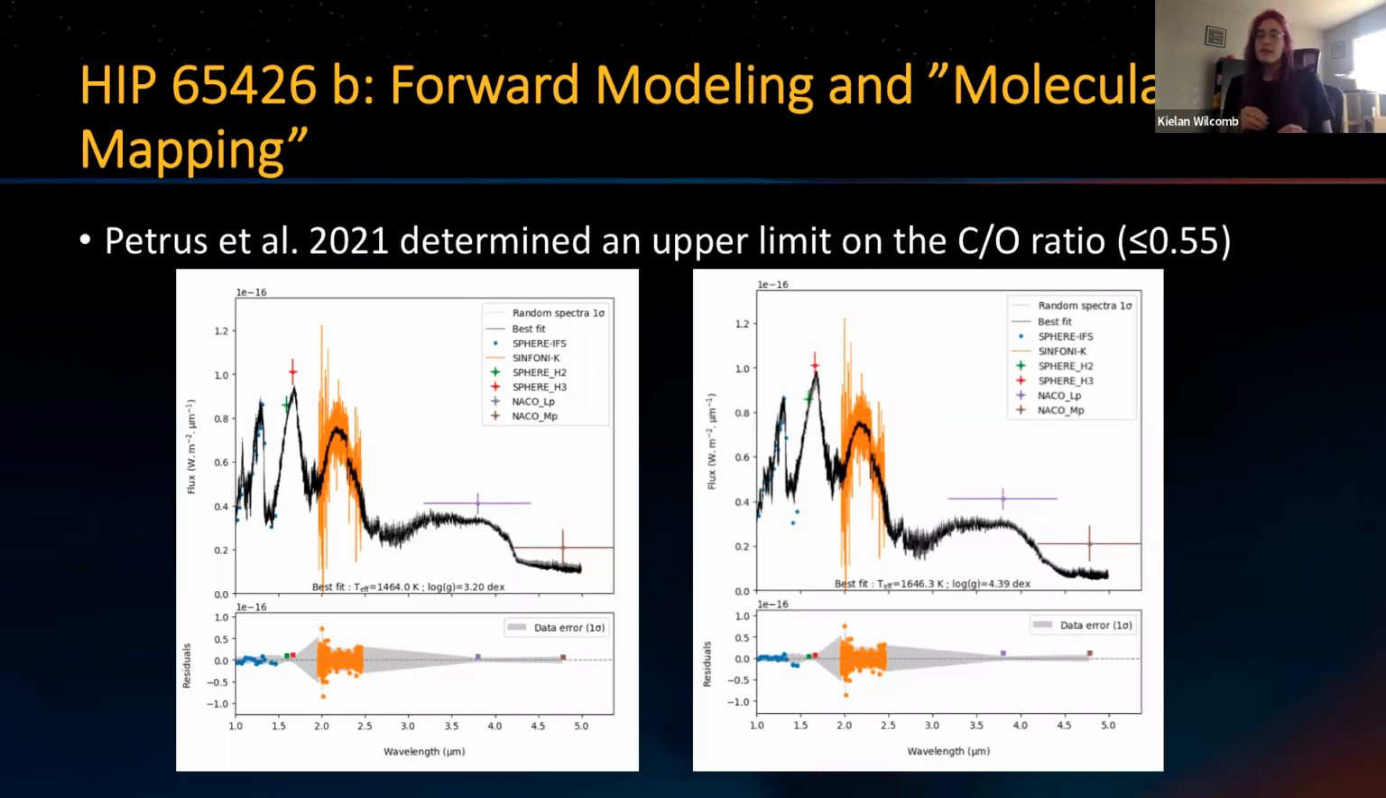Also not part of our survey, but can you see the trend yet? HIP 65426b's C to O ratio was measured by Simon Petrus in 2021 to be no larger than 0.55 using forward modeling and so-called molecular mapping. Shown here are 2 possible fits in black against photometry and spectra of the companion, because they had a bimodal function with their best fits.